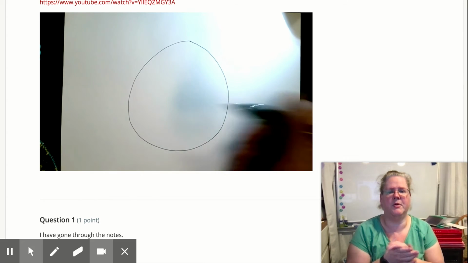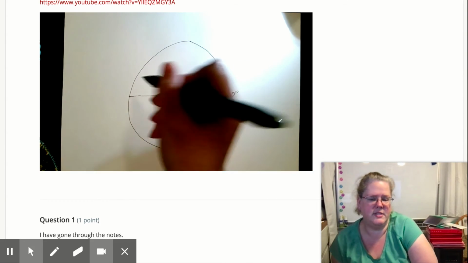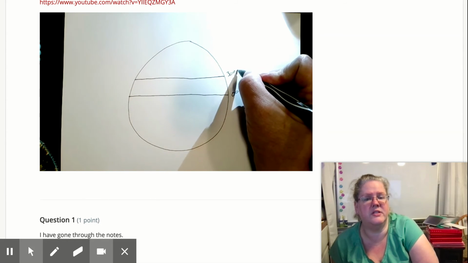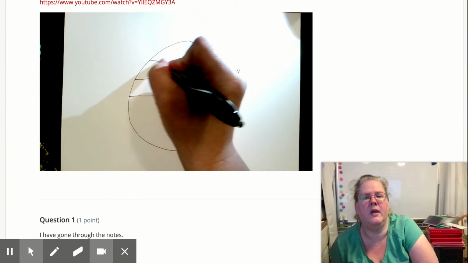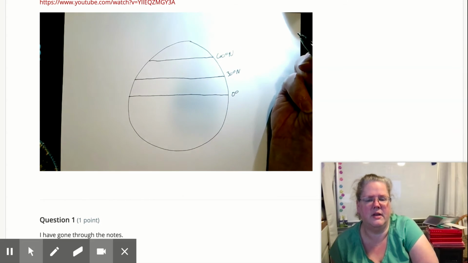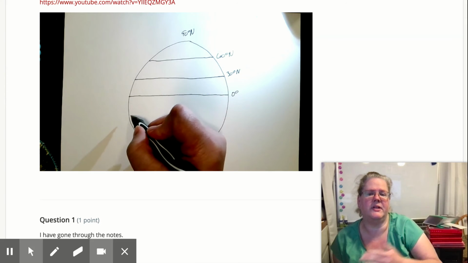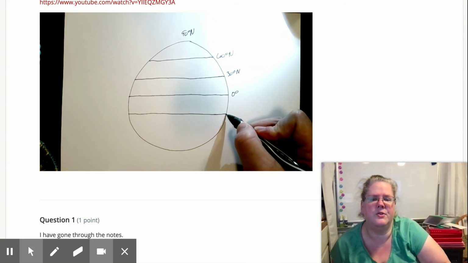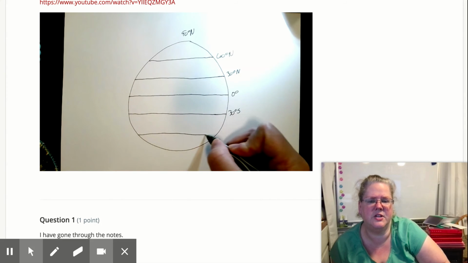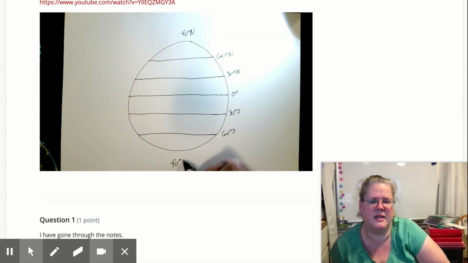So take a piece of paper, draw a circle, draw a line straight through the center, and label that 0 degrees. Then about a third of the way up, you're going to draw another line and label that 30 degrees north. About another third of the way up, you're going to draw another line, 60 degrees north. And at the top, at the pole, 90 degrees north, or the North Pole. Now we're going to reflect the same thing down on the bottom. 30 degrees south, a third of the way down again, and you have 60 degrees south. You can pause this whenever you need, and 90 degrees south at the bottom.